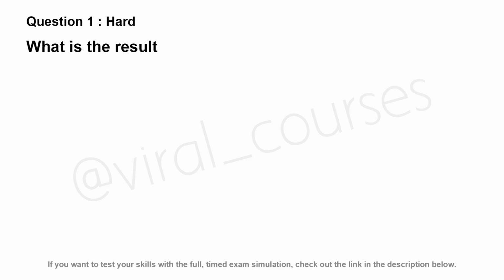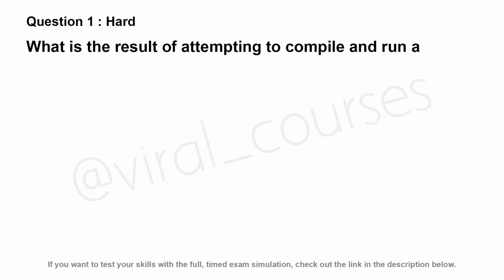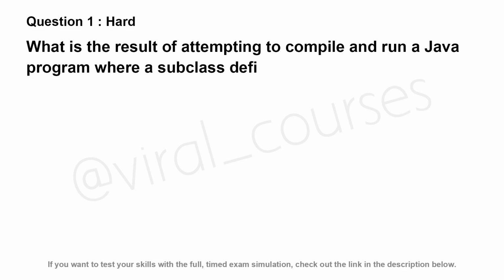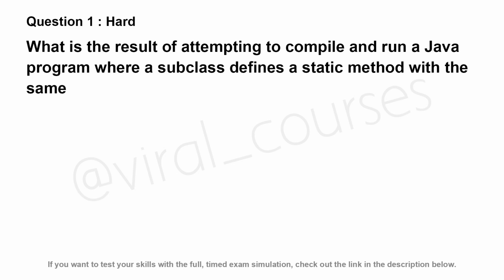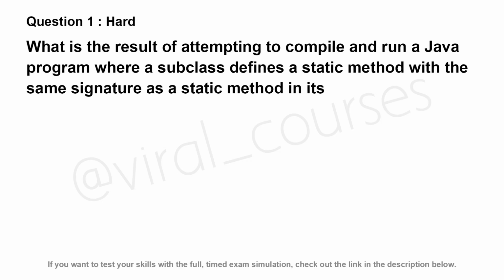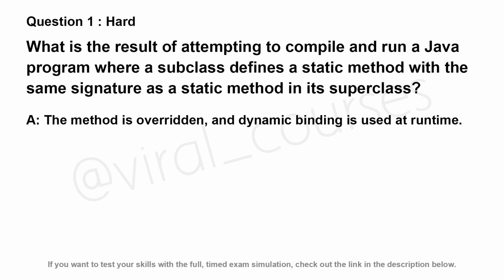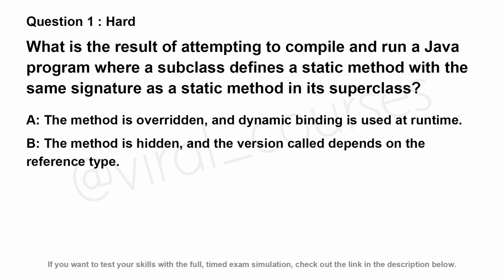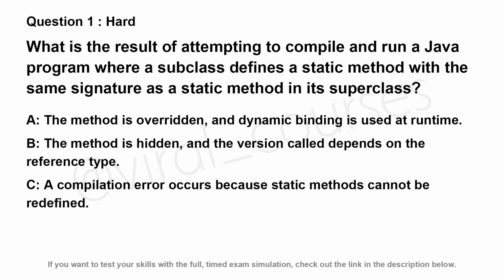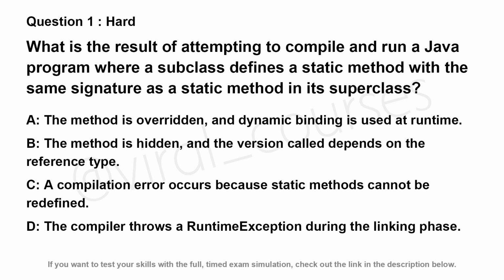What is the result of attempting to compile and run a Java program where a subclass defines a static method with the same signature as a static method in its superclass? Option A. The method is overridden, and dynamic binding is used at runtime. Option B. The method is hidden, and the version called depends on the reference type. Option C. A compilation error occurs because static methods cannot be redefined. Option D. The compiler throws a runtime exception during the linking phase.